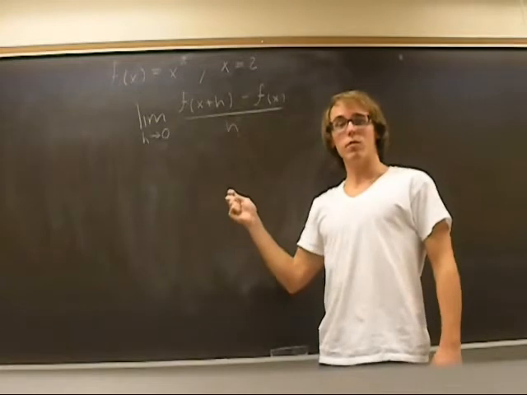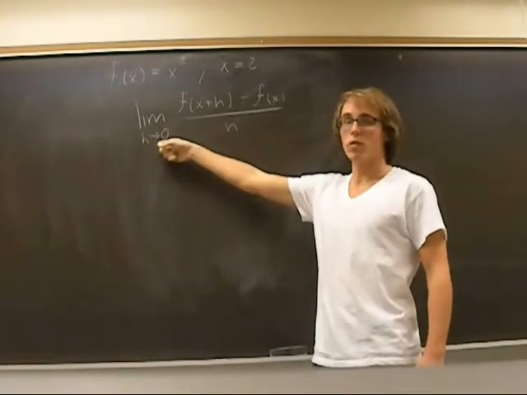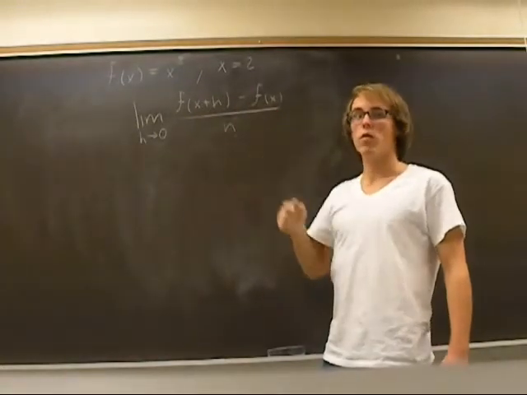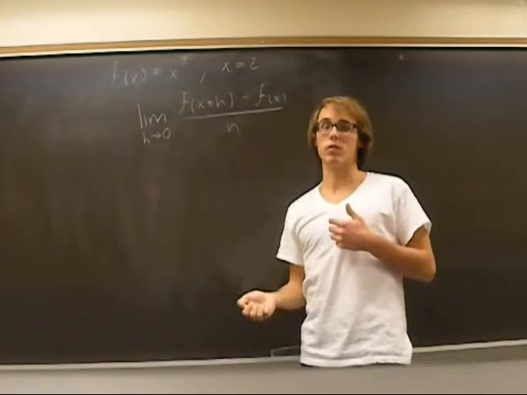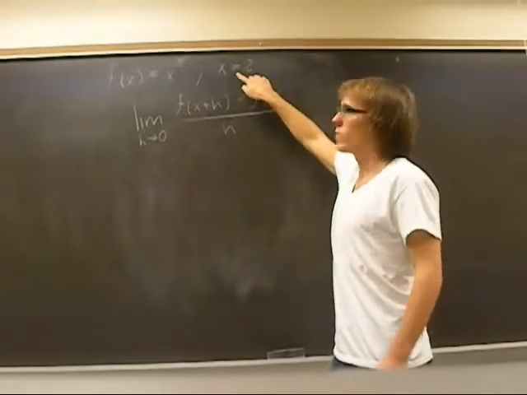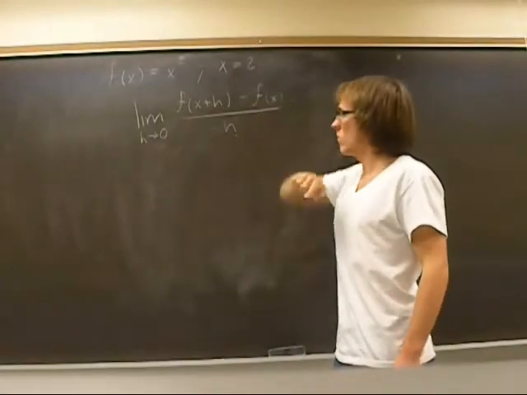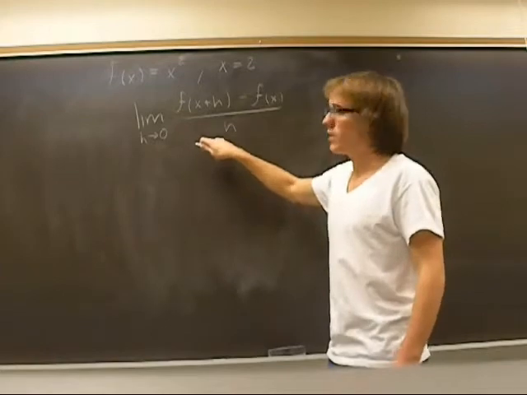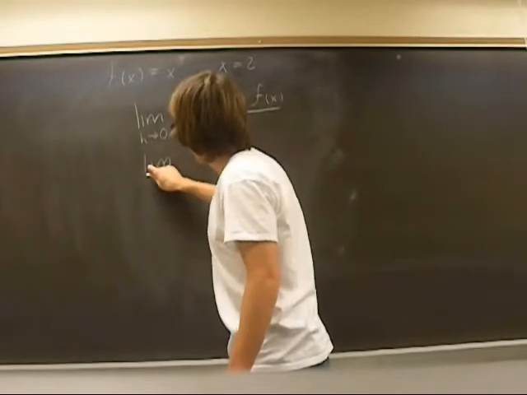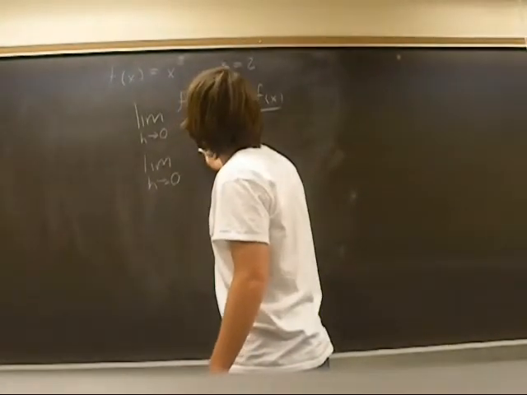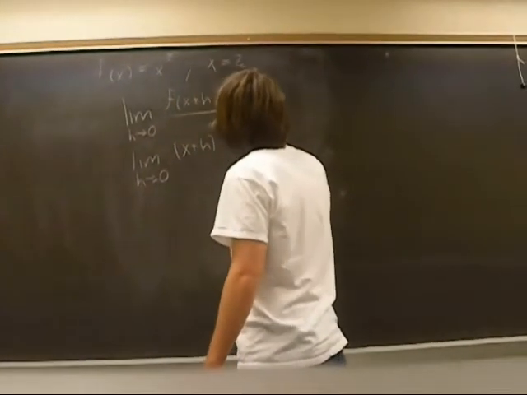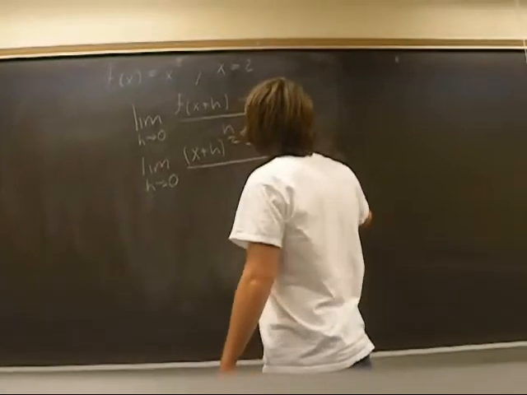So now that we have the definition of a derivative, which is the limit as h approaches 0 of f of x plus h minus f of x over h, we can use it to find the derivative of different functions. So we're going to do an example real quick of the function x squared, and we want to find the derivative when x equals 2. So we're going to start by just plugging into this equation, and we'll get the limit as h approaches 0 of x plus h squared minus x squared over h.